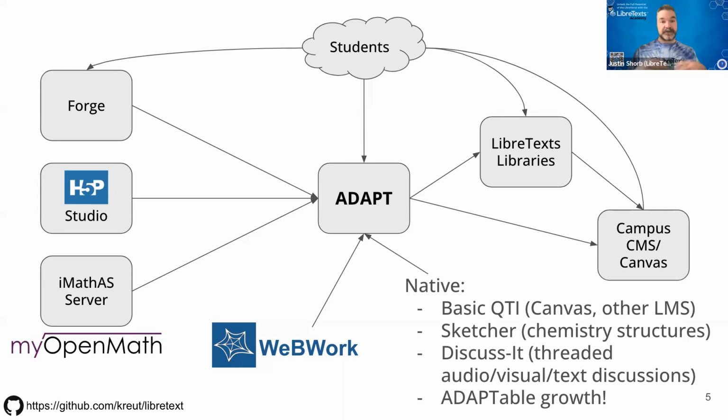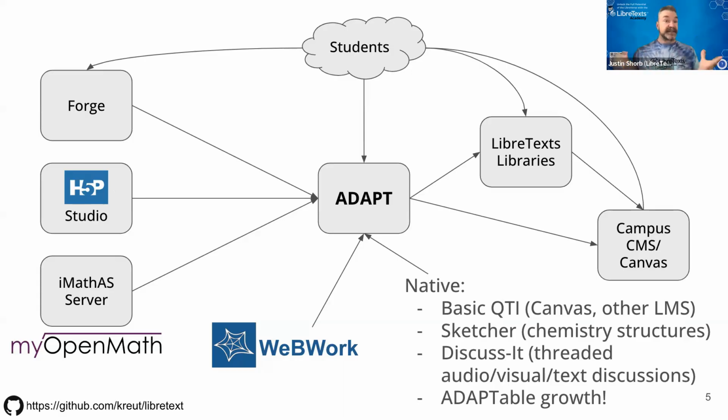In addition to hosting all of these on the back end, we are able to expand our repertoire of things that we can make available to students. We do have basic QTI type questions that come from Canvas, that kind of a structure. We also have a chemistry structure drawing tool called Sketcher. And we've had threaded audio, visual, and text discussion conversations. That's our Discuss It platform.